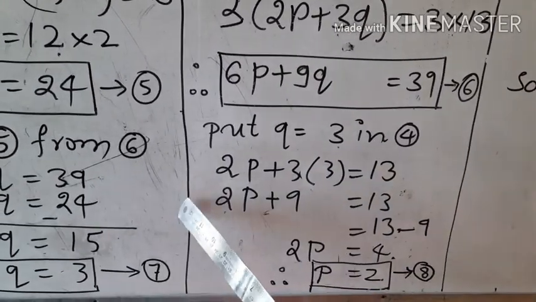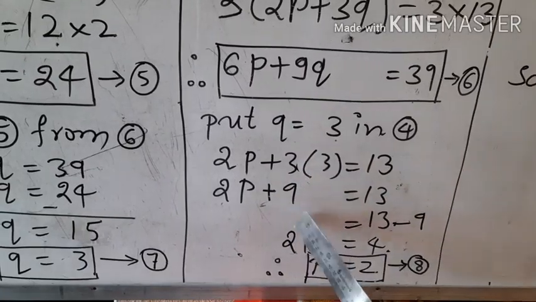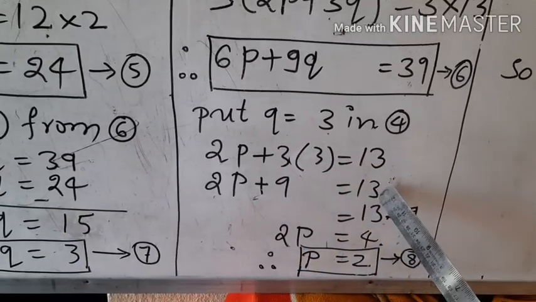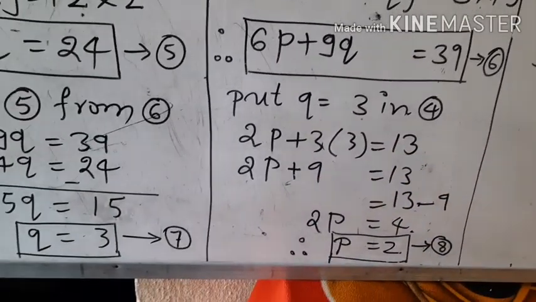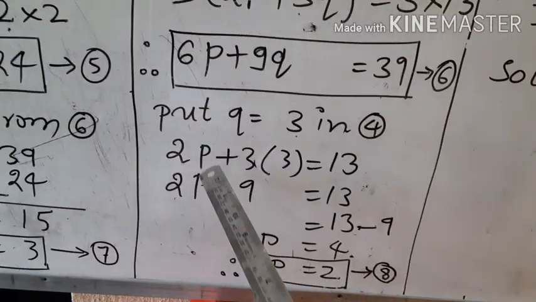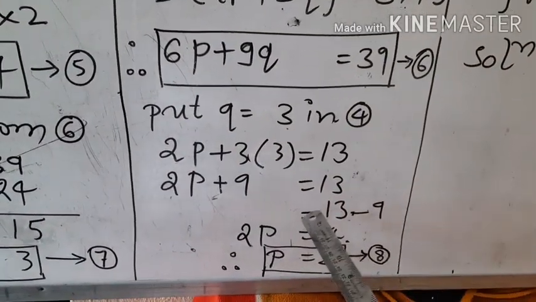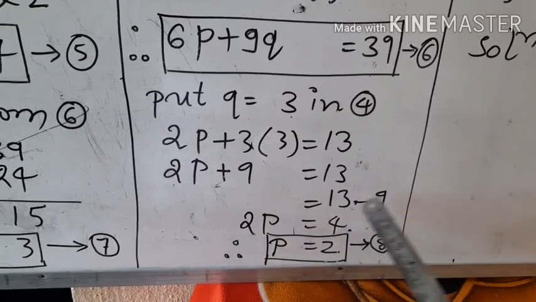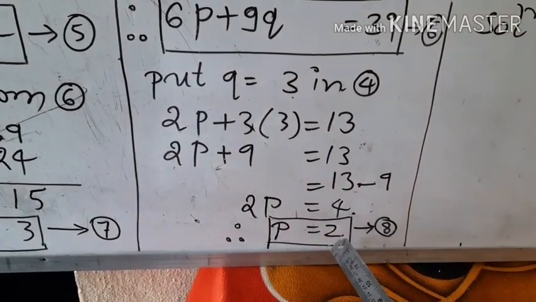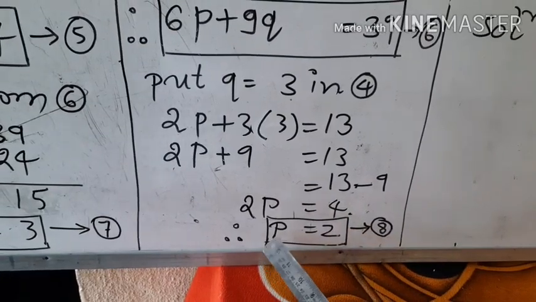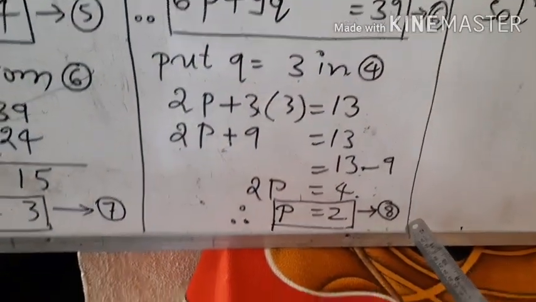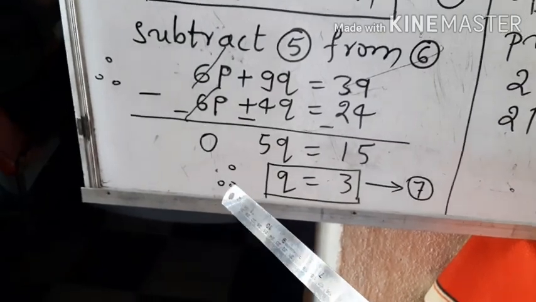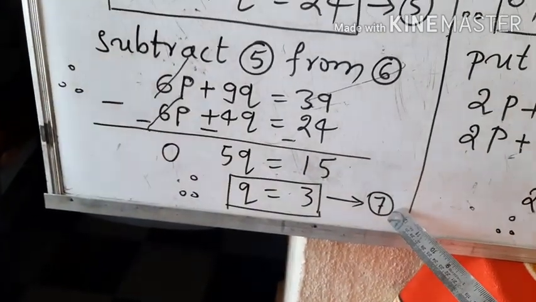Right. Then 2p plus 3 3s are 9. 2p plus 9 is equal to 13. Okay, transposed this side, 13 minus 9. 13 minus 9 is 4. Thus 2p is equal to 4 and p is equal to 2. So I got the value of p is equal to 2 and I call it equation 8. And I got q is equal to 3. I call it equation 7.